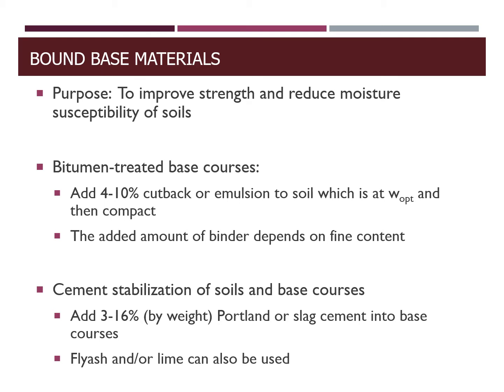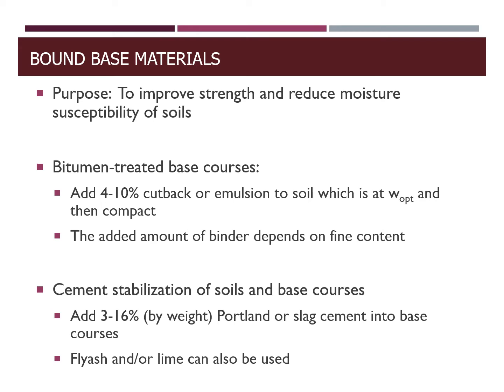The first one is a bitumen-treated base course. In this method, we will add 4 to 10% cutback or emulsion to soil, and the soil should stay at the optimal moisture content. After that, we will compact the soil to a designed compaction level. In this method, the amount of binder added to the soil is determined by the amount of fine contents in the soil. The second method is cement stabilization.